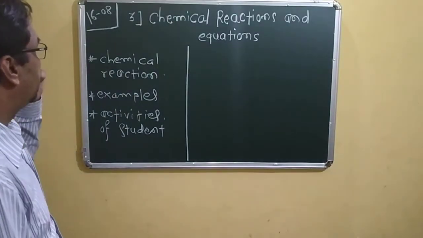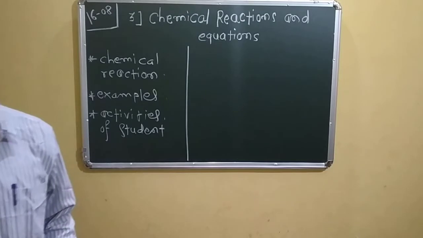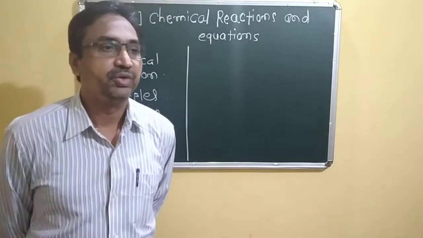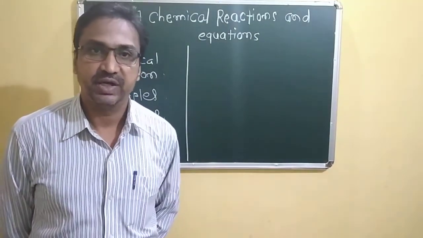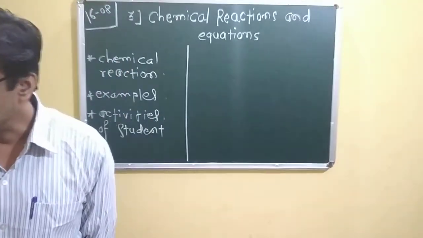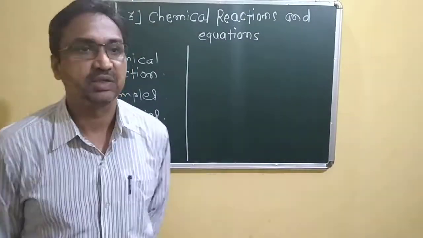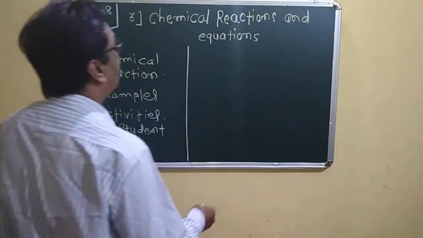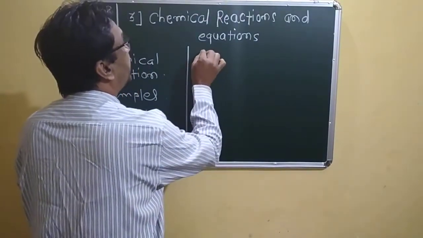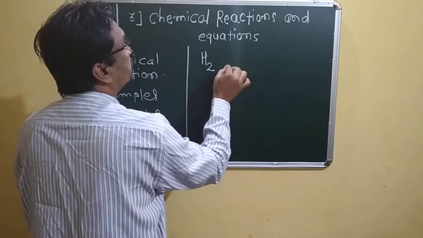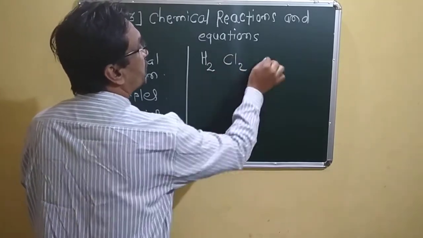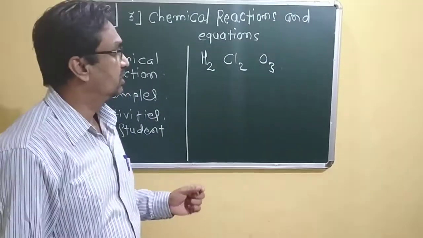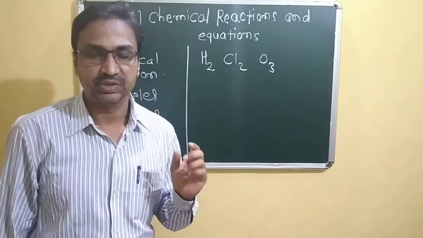Okay, so we have to start with chemical reactions. But before that, we have to recall something we have already written in our notebook: what are the types of molecules of elements and compounds? We know the types of molecules: hydrogen H2, Cl2, O3. These are molecules of the same element.